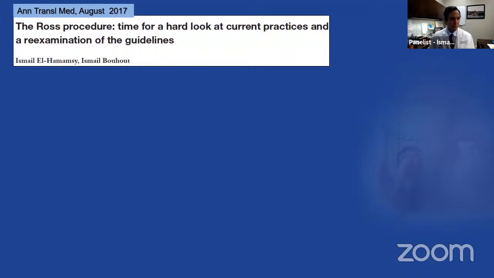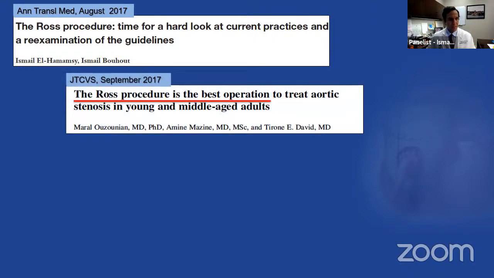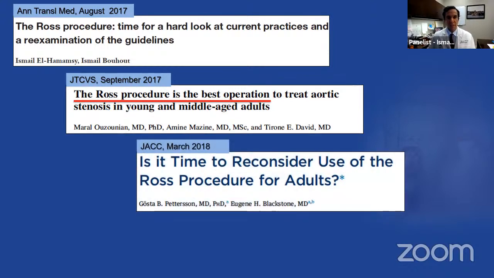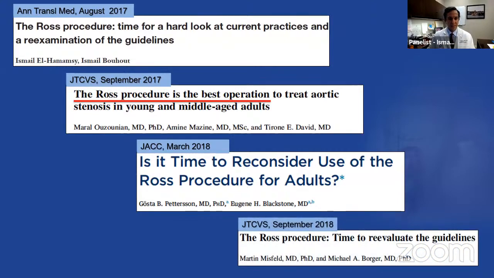This is one that I had written with Ismail Buhut, suggesting that we need to re-examine the guidelines. And since then, others have written editorials. This is by Tyrone David: The Ross procedure is the best operation to treat AS in young and middle-aged adults. This is from the Cleveland Clinic: Is it time to reconsider use of the Ross in adults? And this is the most recent one from Mike Borger in Germany: The Ross procedure, time to reevaluate the guidelines.